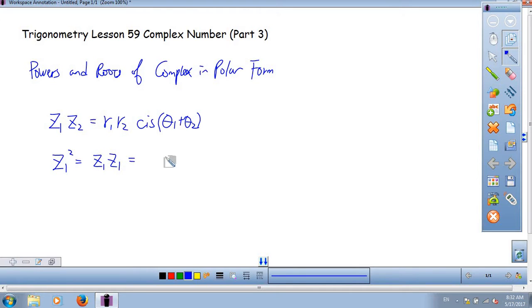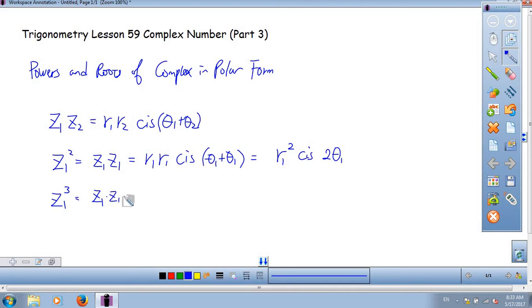z1 squared is simply z1 times z1. So by using this rule, it will be r1 times r1 cis (theta 1 plus theta 1), which simplifies to r1 to the second power cis 2 theta 1. Now what do you think z1 cubed would be? It will be z1 times z1 times z1, so r1 times r1 times r1 cis (theta 1 plus theta 1 plus theta 1). There should be 3 of them, so it will be r1 to the third power cis 3 theta 1.